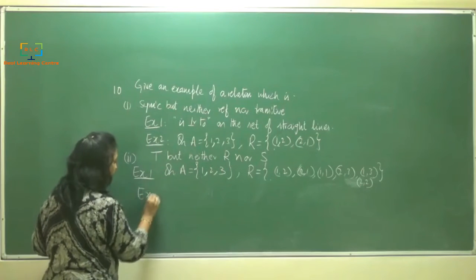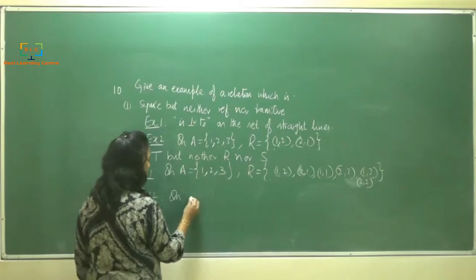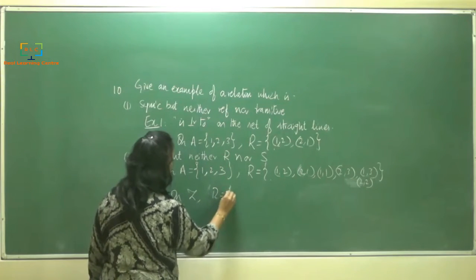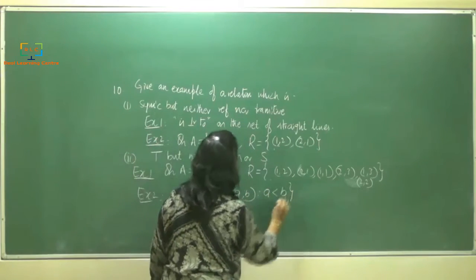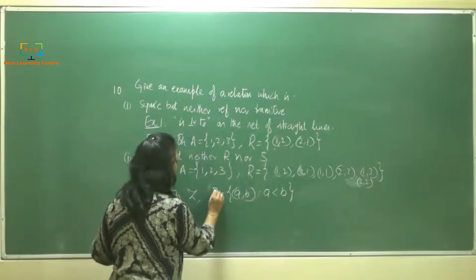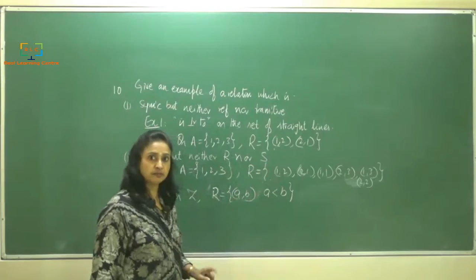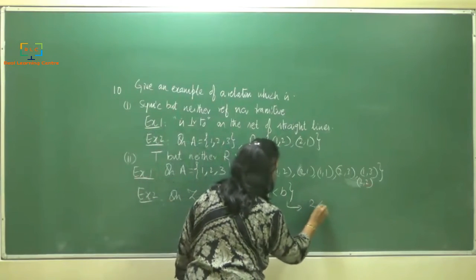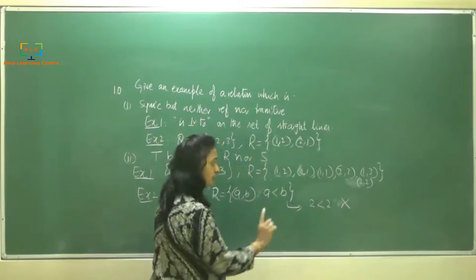I shall go for example 2. See, say on Z, R is equal to A comma B such that A is less than B. A is less than B is a proper example for being only transitive but neither reflexive nor symmetric. I shall tell you an example. See, for this example, I shall say 2 is less than 2 is wrong. It is false. Okay, so it is not reflexive.